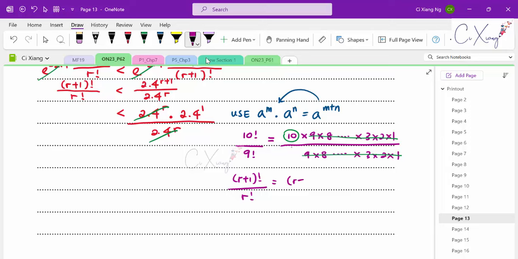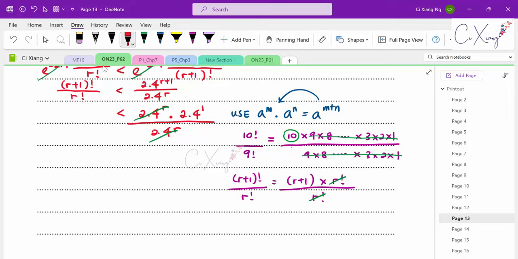I should have something like r plus 1, which is the 10, multiplied with r factorial, divided by r factorial. So this is small knowledge about the factorial, some common sense on factorial that you should know as well. So 9 until 1 is r factorial. Therefore, the r factorial can be cancelled off and you are left with only r plus 1.